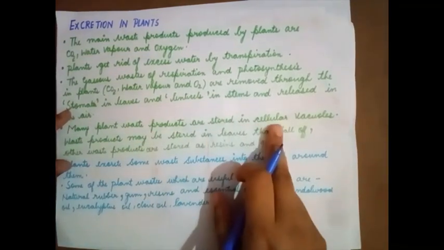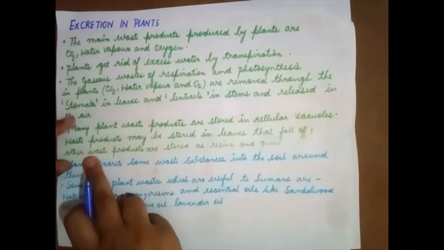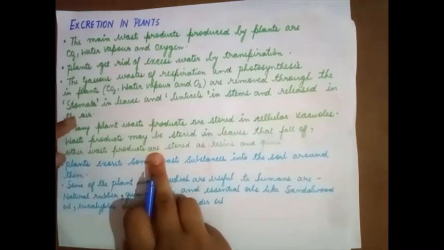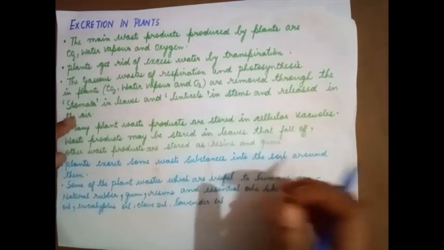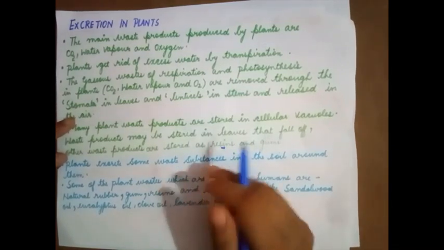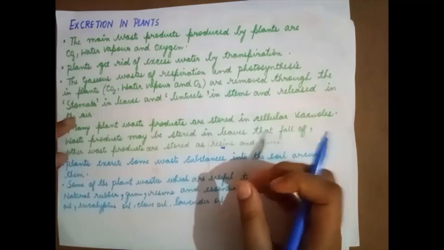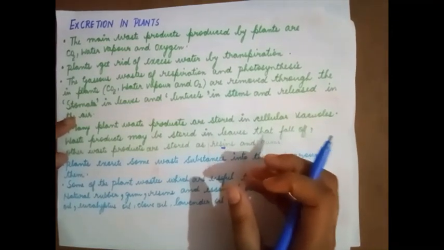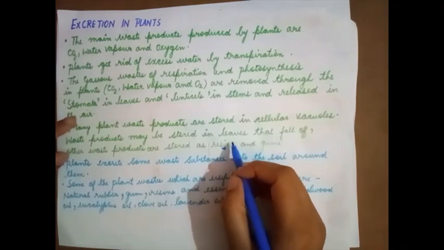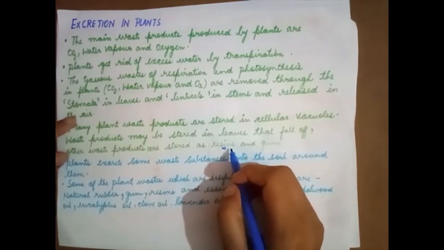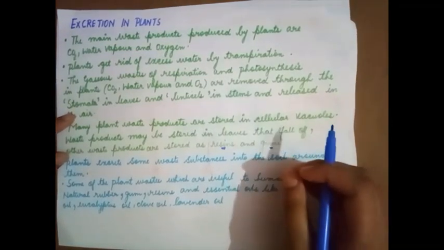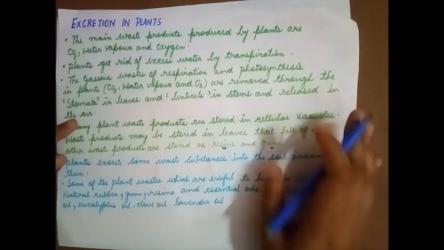Many waste products are stored in cellular vacuoles. Waste products may be stored in leaves that fall off, and other waste products are stored as resins and gums. Now resins are nothing but adhesives, which are used to stick substances. So resins are nothing but adhesives. These are not useful to the plants, but they are useful to human beings. And gums are nothing but polysaccharides, or they are made up of many sugar units.